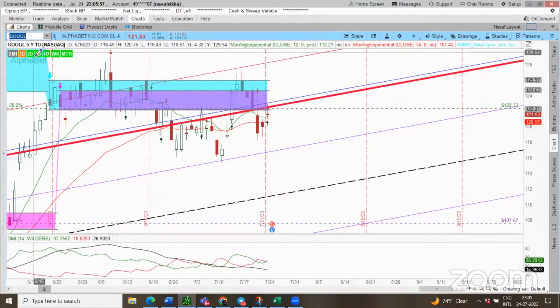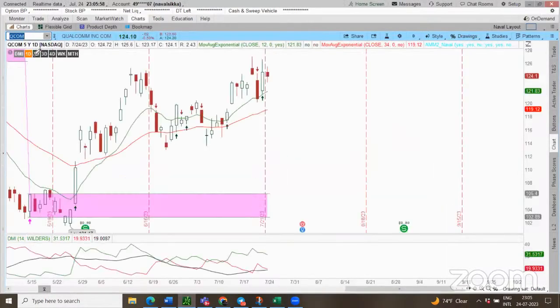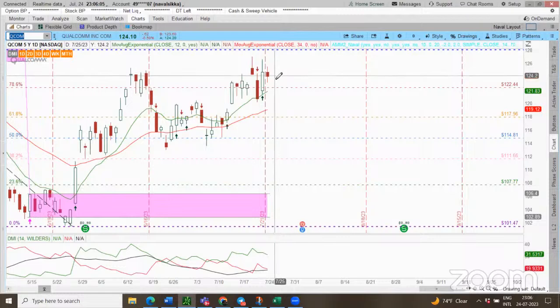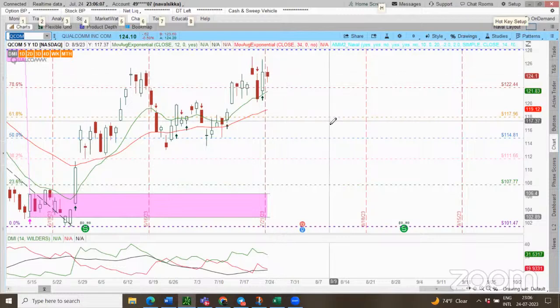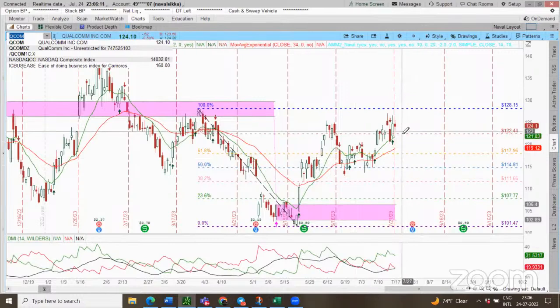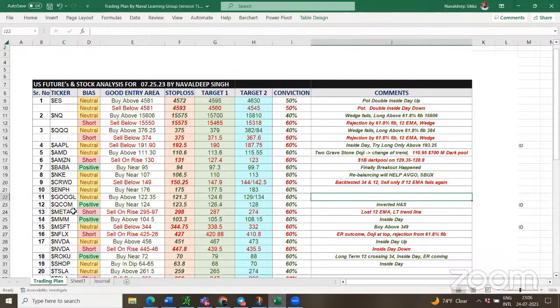QCOM. QCOM is an inside day. I think it's a good inverted head and shoulders. It's an inside day. Like AMD, I expect QCOM to break out. Some positive, and it's an inside day. So I'm looking for QCOM to break out.